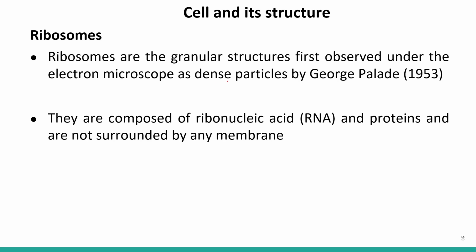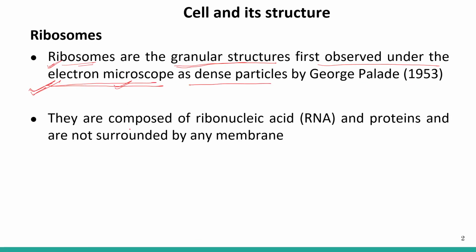Ribosomes are granular structures, first observed under the electron microscope, a very high-power microscope based upon the bombardment of electrons. This is a very important microscope. The electron microscope enables us to see a very small organelle of the cell, that is, ribosomes. They are dense particles, first seen under the microscope by George Palade.